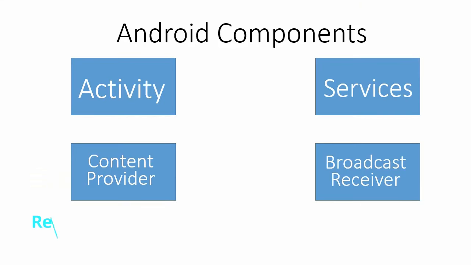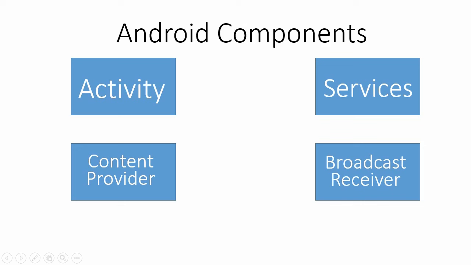Hello everyone. Today we are going to learn about broadcast receiver. Android has 4 components on which the whole Android depends. The first one is activity, the second one is service, the third one is content provider, and the fourth one is broadcast receiver. Now I am going to start a series on broadcast receiver: how to use broadcast receiver, and why broadcast receiver is important while creating Android apps.